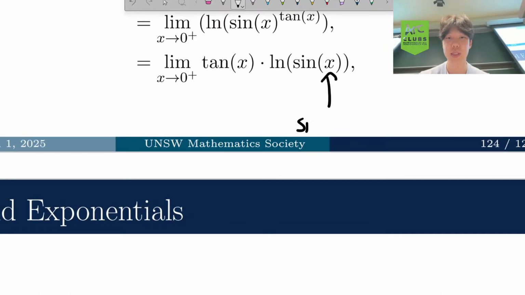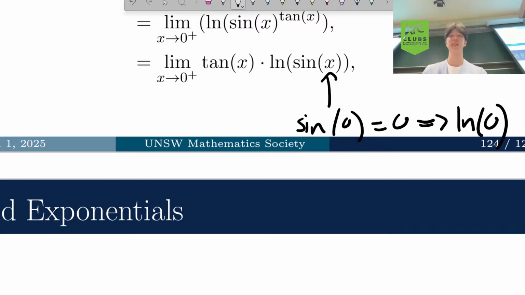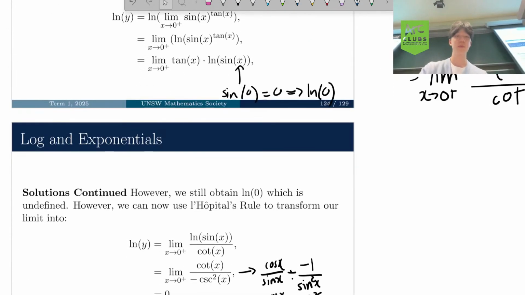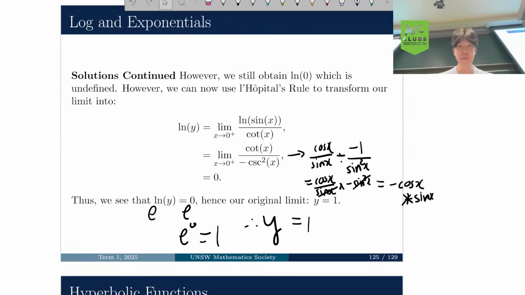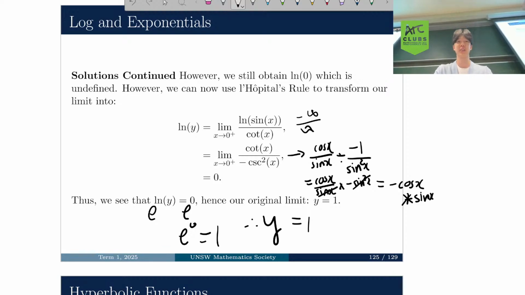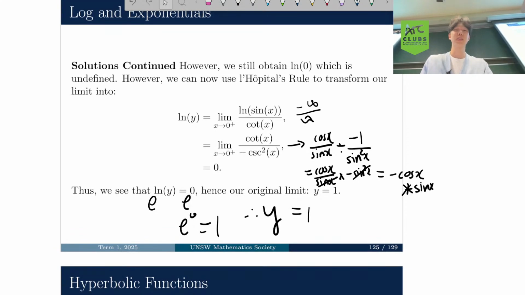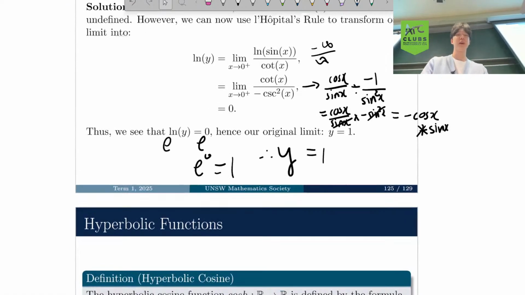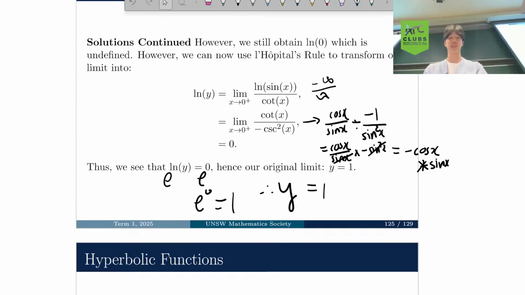When we sub in 0, we get sine of 0, which is 0, which gives us ln of 0, which is undefined. As such, to fix this problem, we changed it into a fraction form. And now since this was in the form infinity over infinity, we can use L'Hopital's rule to get cot x over negative cosecant squared x, which after subbing in x is 0, we get 0. Therefore, ln y is 0, so the original limit y has to be 1.